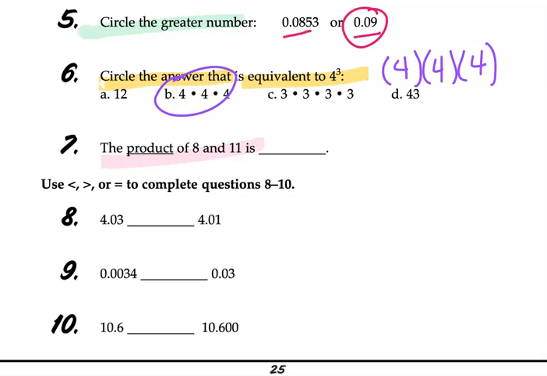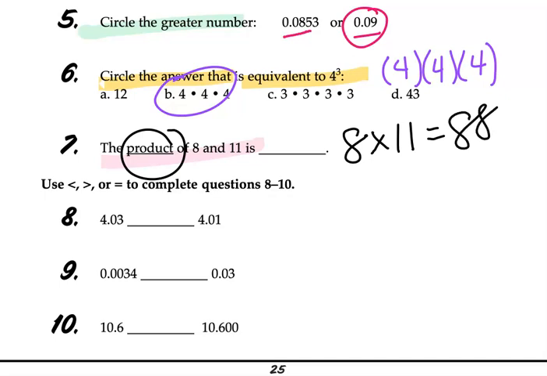All right, next up, the product of 8 and 11. As I always say, the key to solving this type of problem is to know what product means. Product means to multiply. So this problem is asking for 8 times 11, which is 88.